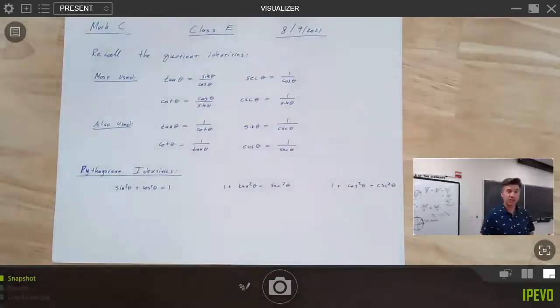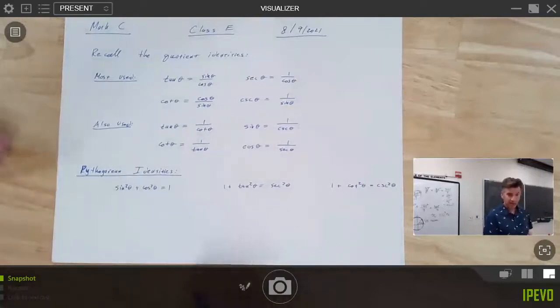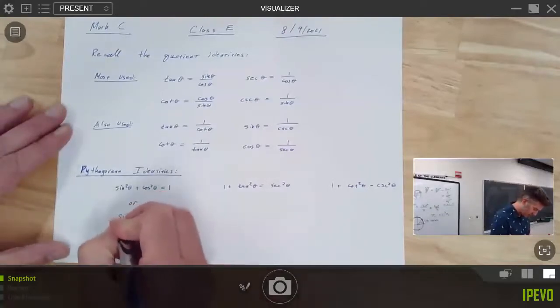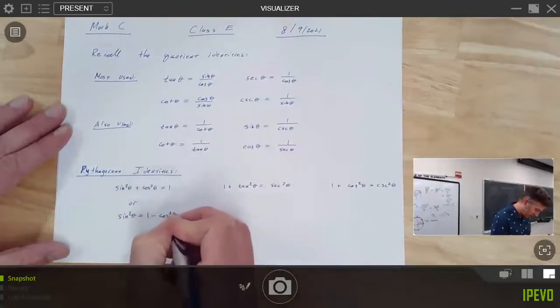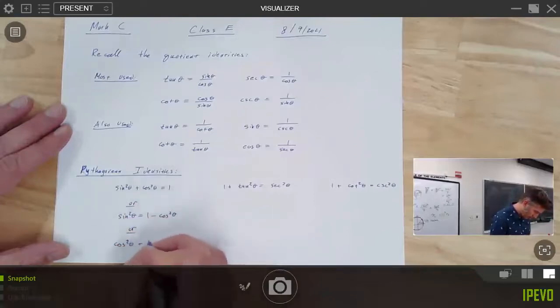Then we also have the Pythagorean identities. The most famous one: sine squared theta plus cosine squared theta equals 1. Sometimes we rewrite this as sine squared theta equals 1 minus cosine squared theta. Or sometimes it's more useful as cosine squared theta equals 1 minus sine squared theta.